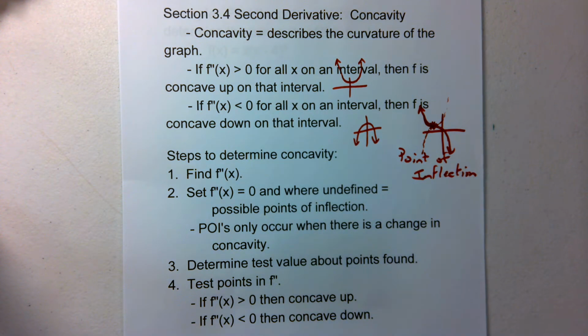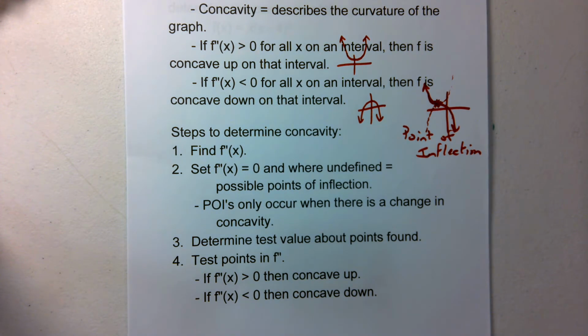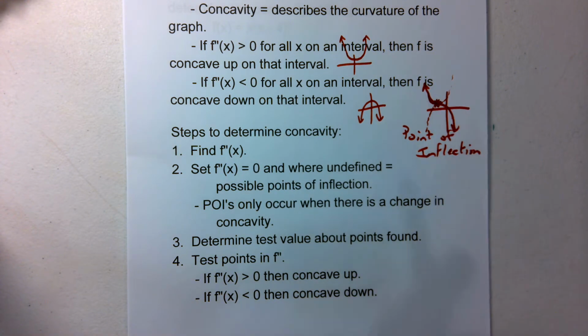So how are we going to find this concavity and these points of inflection? So here are our steps. First thing we're going to do is find f double prime of x. We're going to set f double prime of x equal to 0. That's going to tell us a possible point of inflection. It's not necessarily going to be a point of inflection, just like our critical points were possible critical points. Until we determine things change across them, we don't know if they're truly points of inflection or critical points.